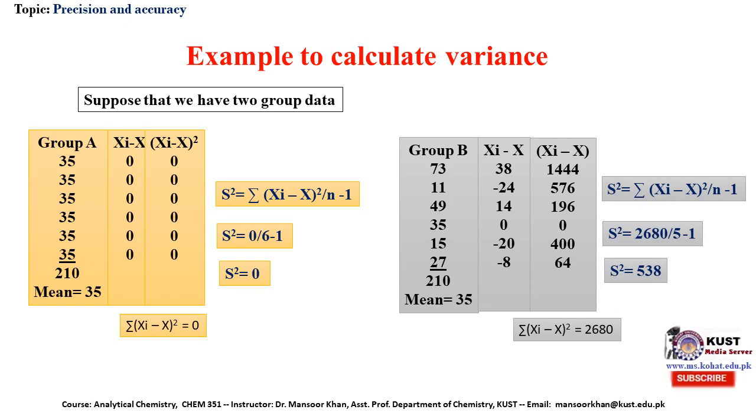What do we conclude from this example? We conclude that the variance of group A is equal to 0, which is the minimum, while the variance of group B is 536. So the variance of group A is less as compared to the variance of group B. So the work performed by group A is more precise as compared to the work performed by group B.